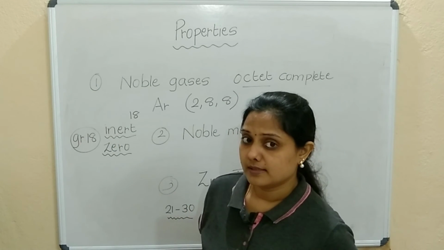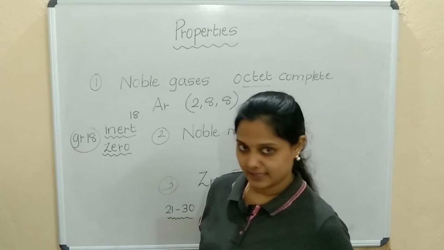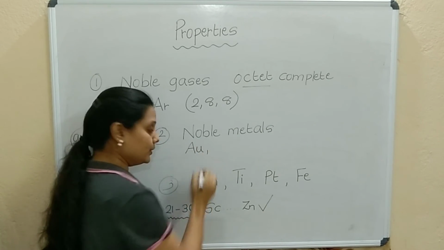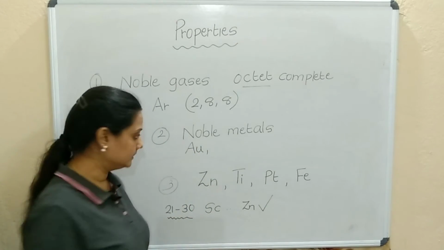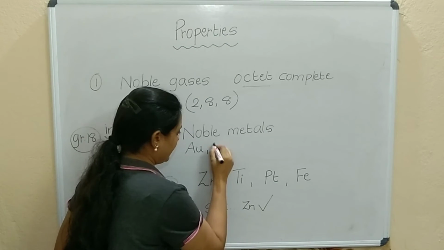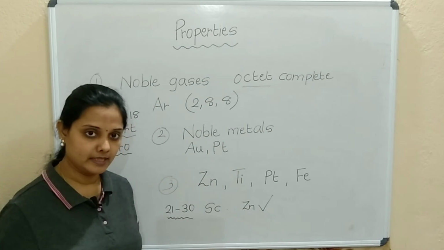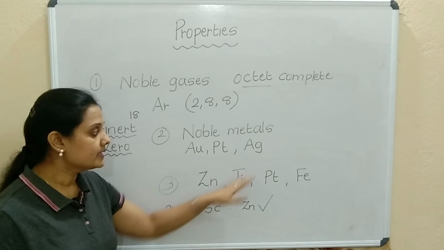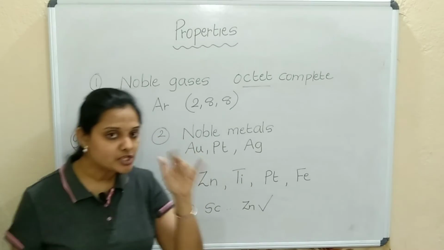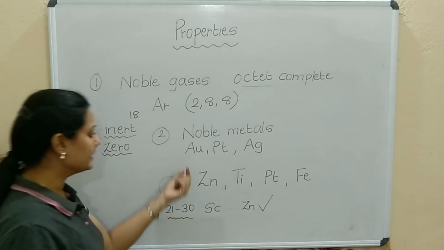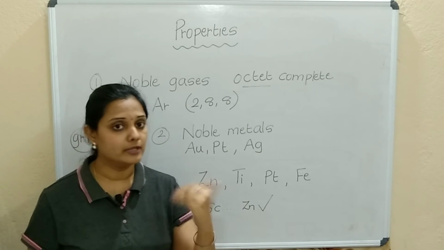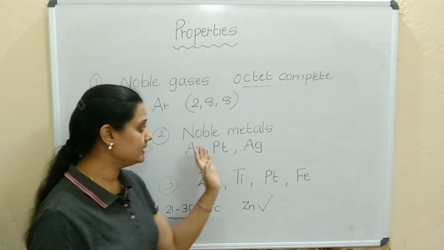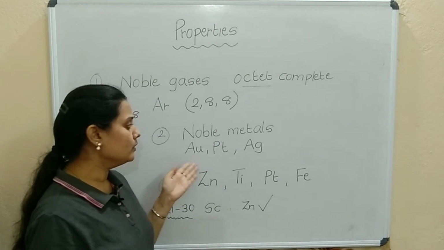And which are those metals? The ornaments which we wear, right? So the noble metals are gold, Au, then platinum, Pt, and silver, Ag. Silver will react because it tarnishes in the air, I'll tell you that. But they are said to be the noble metals because they do not react with oxygen. Correct? So Au, Pt, Ag are called the noble metals. They do not react with oxygen.